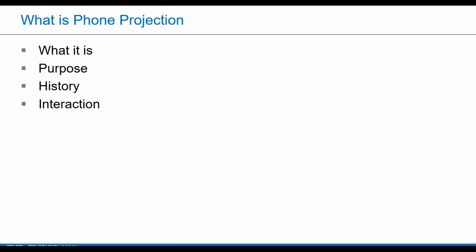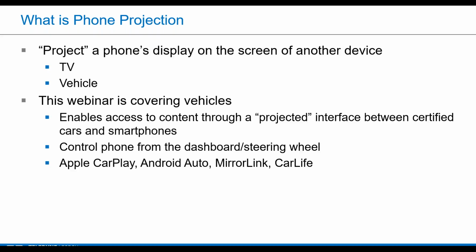In this section, we'll be covering what it is, its purpose, touch a little bit on the history, and user interaction. So what do we mean? Phone projection is so called because it projects a phone's display onto another screen. This could be casting, for example, to a television, or projecting to a vehicle. But in this webinar, we're going to be covering vehicles. In a vehicle, this enables a user to access content through a projecting interface between certified cars and smartphones. And the phone can be controlled from the dashboard, steering wheel, and touchscreen, for example. Some examples of phone projection technologies are Apple's CarPlay, Google's Android Auto, MirrorLink, and CarLife.